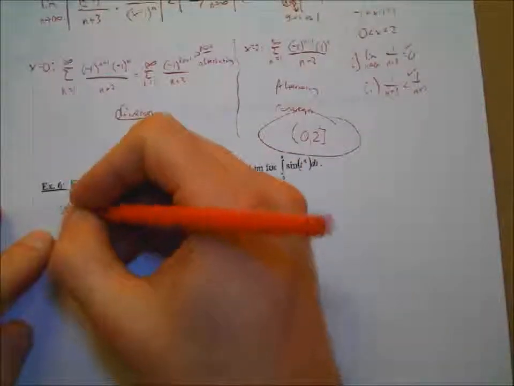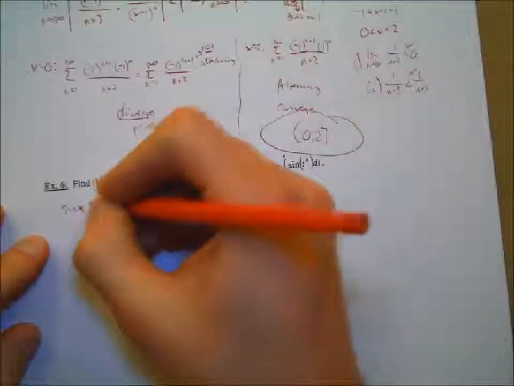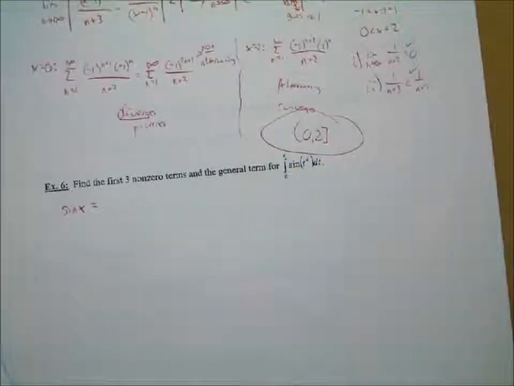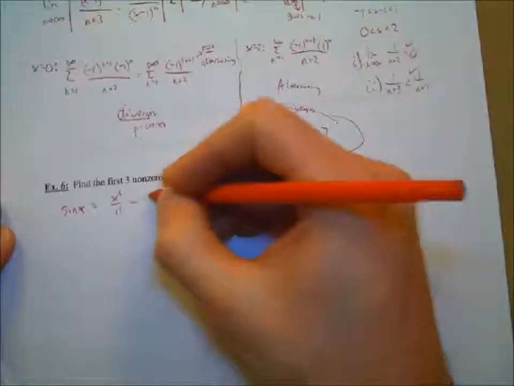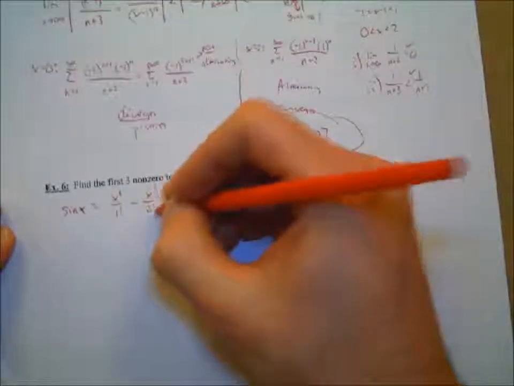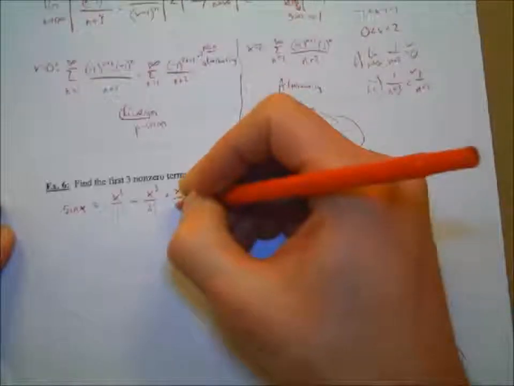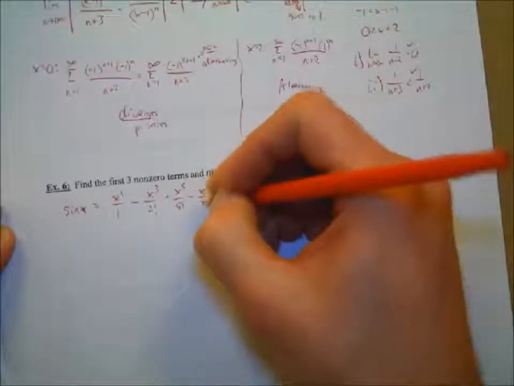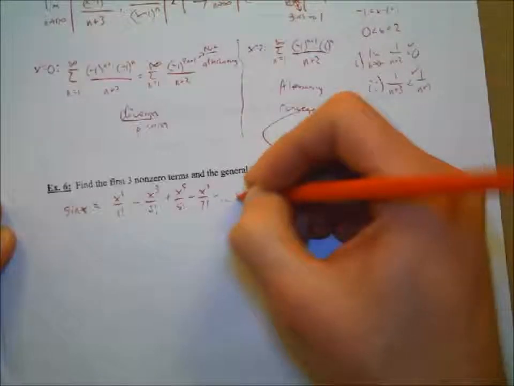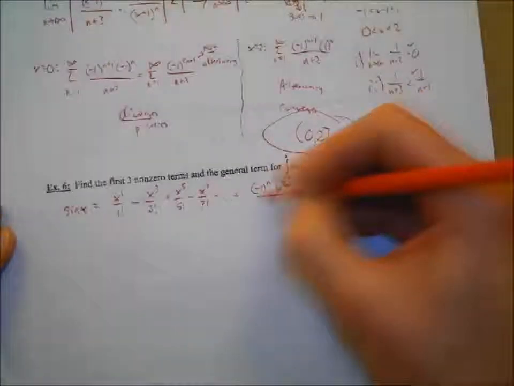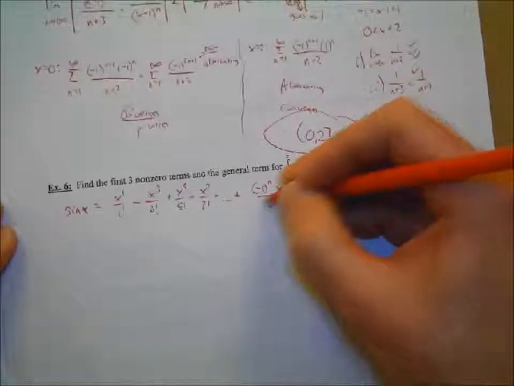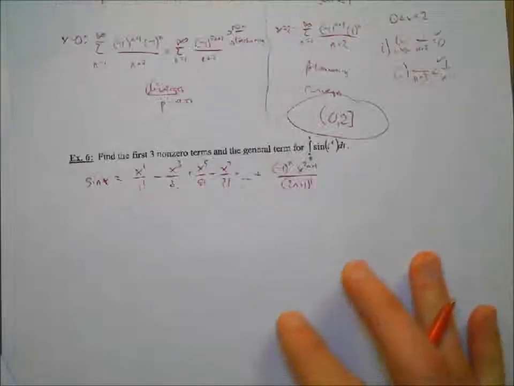We know that sine of x, all right, that's the odd one, right? So it's going to be x to the 1 over 1 factorial minus x to the 3 over 3 factorial plus x to the 5 over 5 factorial minus x to the 7 over 7 factorial plus dot dot dot plus negative 1 to the n x to the 2n plus 1 over 2n plus 1 factorial, like that. Okay, so that's sine of x.